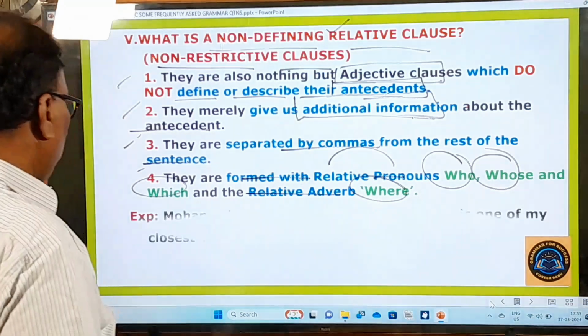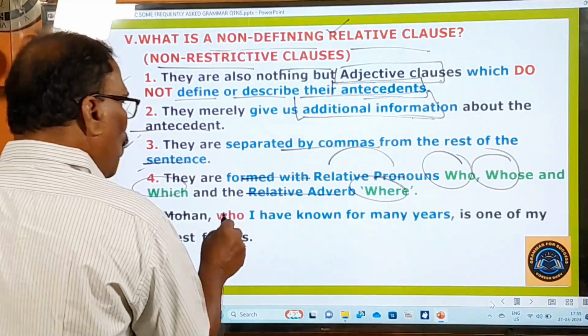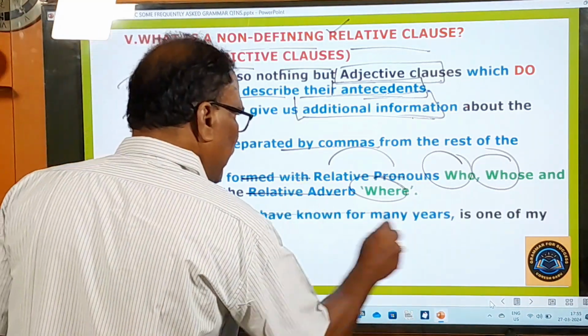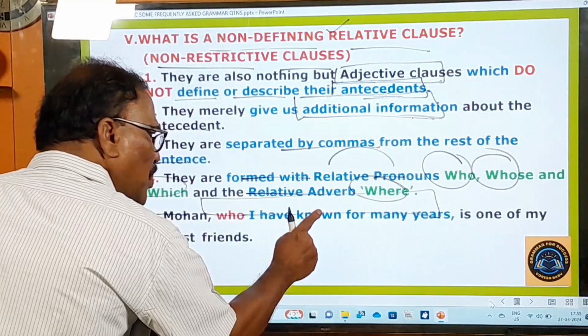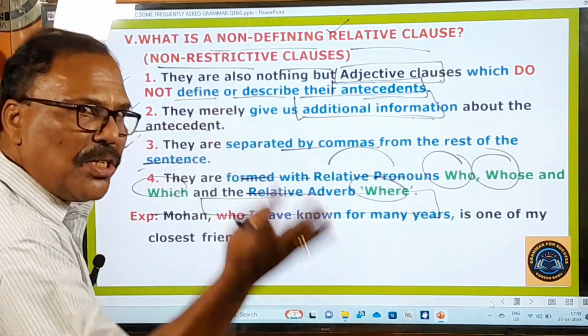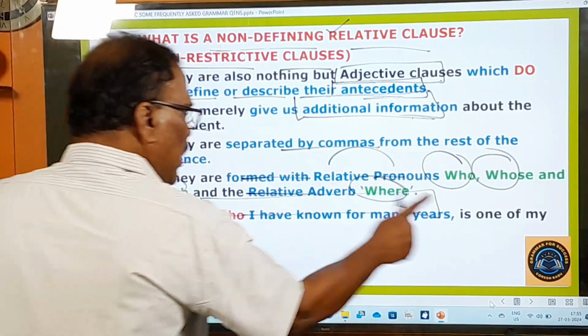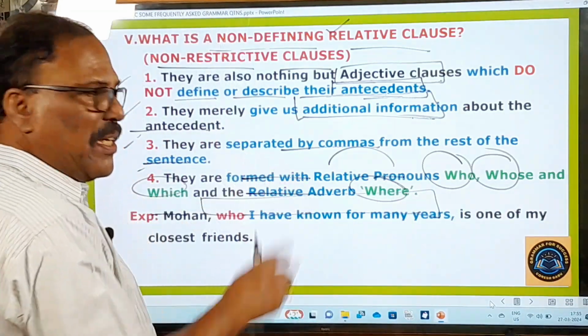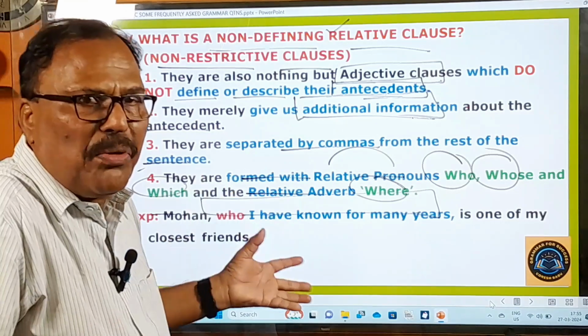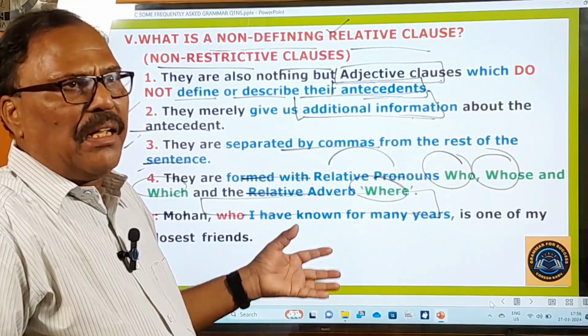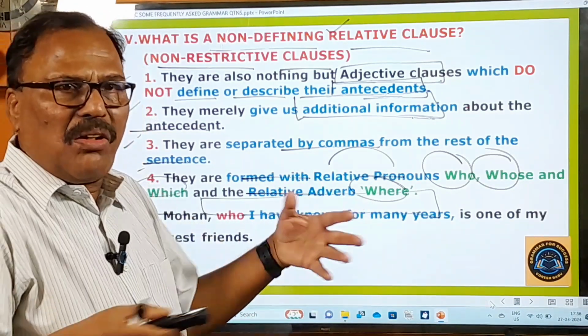Right, now let's take up some examples. Mohan, who I have known for many years. So you are giving additional information. Even if this is not there, this sentence can stand on its own. How? Mohan is one of my closest friends. It is giving full meaning, and it doesn't need any additions and deletions.